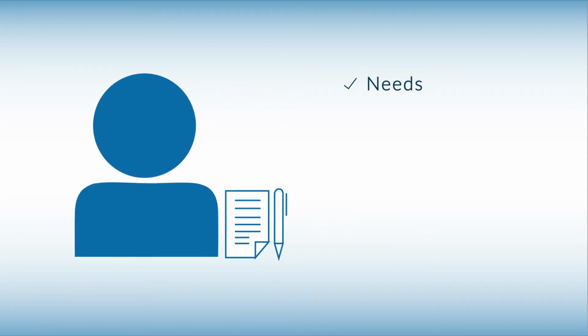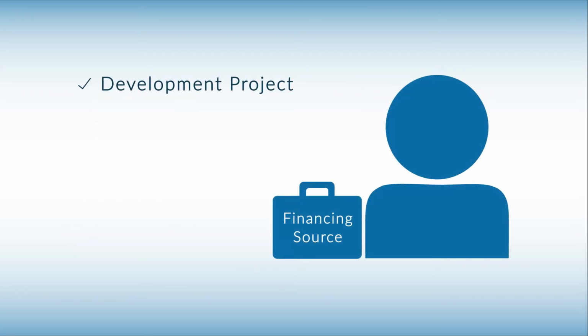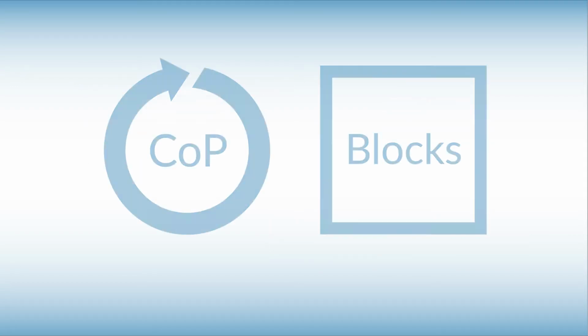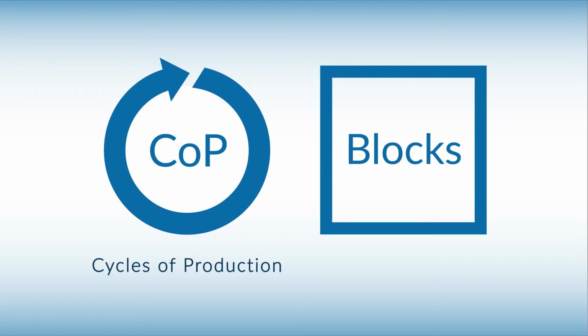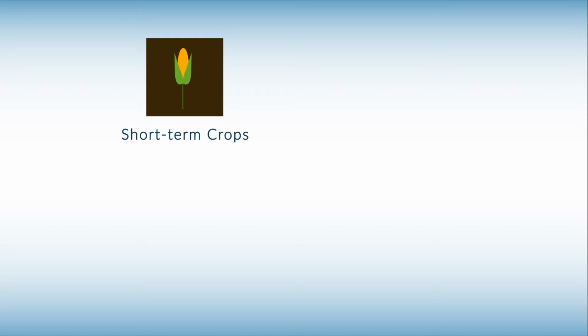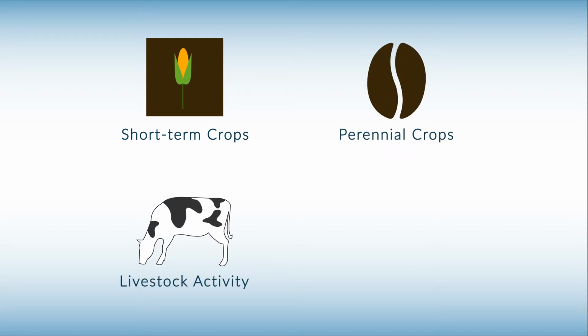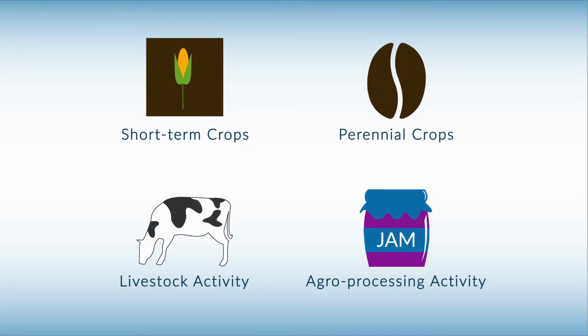RuralInvest helps field staff to ensure that all investment proposals presented by applicants respond to their real needs, will be sustainable over time, and will be clearly understood by the potential financing source, whether that be a development project, an NGO, or a bank. This tutorial deals with selecting and using cycles of production and blocks. To illustrate the practical use of these concepts, we will explore four typical cases, namely short-term crops, perennial crops, a livestock activity, and an agro-processing activity.